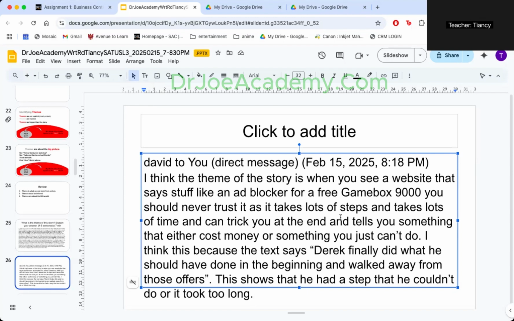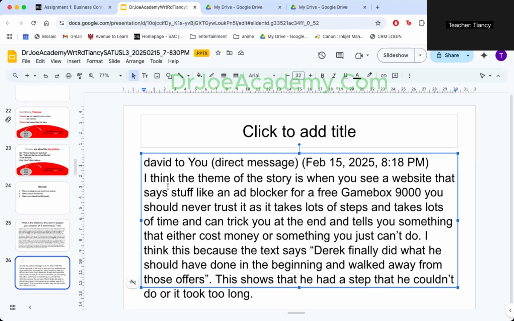Okay, David, I'm going to read this to you because it's a whole sentence you wrote like this, okay? I think the theme of the story is when you see a website that says stuff like ad blocker for a free game box 9000, you should never trust it as it takes a lot of steps and takes a lot of time and can trick you at the end and tell you something that either costs money or something you just can't do. What is that an example of? A run-on sentence? Yes. So let's break it down together.